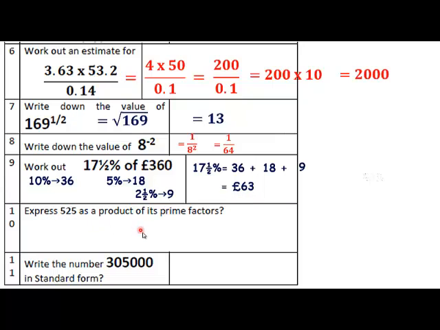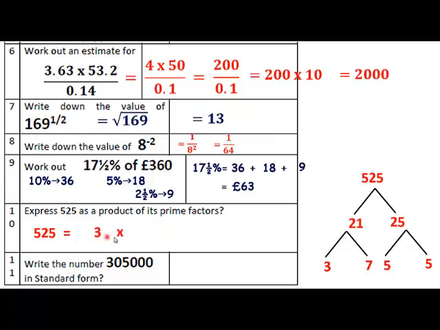525 as the product of primes, so let's do a factor tree for that. I'm going to split it up into 21 and 25. I know that 21 lots of 25 is 525. So 21 I'm going to split into 3 and 7. 25 I'm going to split into 5 and 5. And that's it. Those 4 numbers at the bottom: 3 is prime, 7 is prime, 5 is prime, and so I'm going to stop there. So 525 is 3 times 5 times 5 times 7.